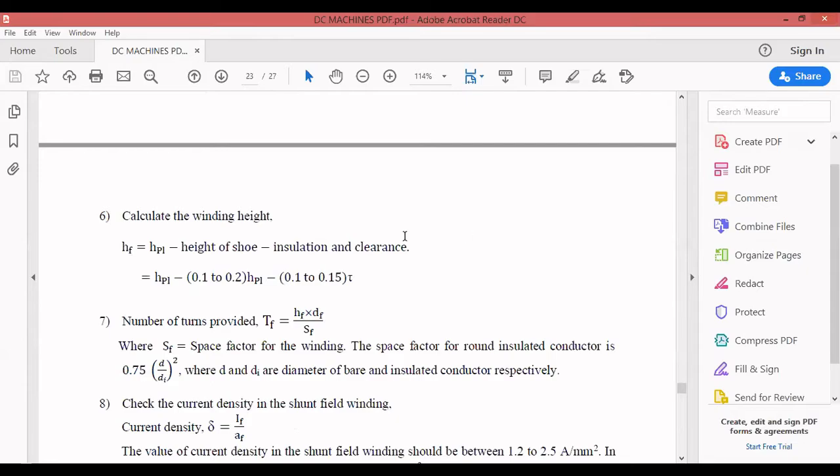Okay, now calculate the winding height. The entire field winding will not be done for the entire pole length. Certain space will be left. So calculate HF, which is nothing but the height of the field winding. HF, the height of the field winding, is equal to what? HPL, height of the pole, minus height of the shoe, minus insulation and clearance.